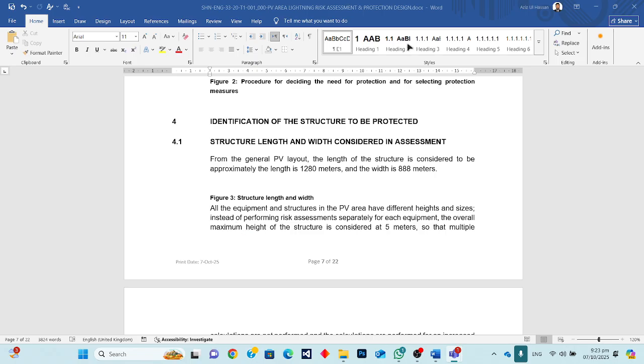So for that reason we have considered the 5 meter height, because in our solar plant, which I have considered as an example for the calculation purpose, all the heights are lower than 5 meters. So we have considered that the highest height is 5 meters. All the equipment and structures in the PV area have different heights and sizes. Instead of performing risk assessment separately for each component, the overall maximum height of the structure is considered at 5 meters.